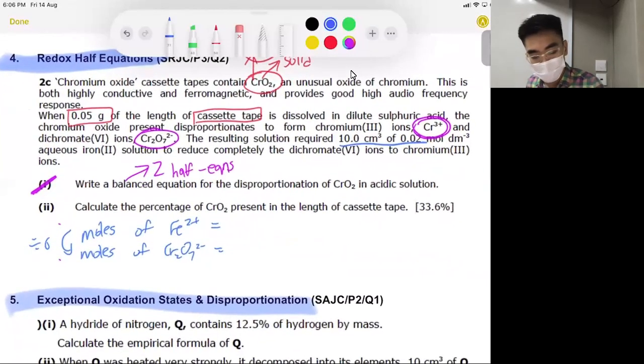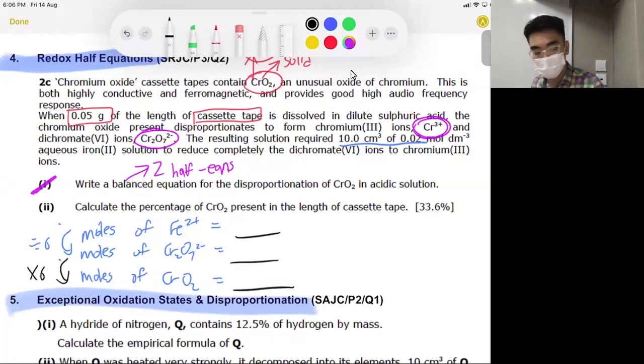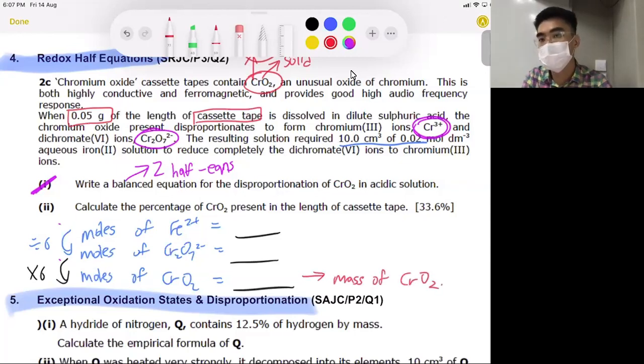Can I calculate the moles of CrO2? Can. Using the first equation that was asked for, this is multiplied by 6 again. So these three values you can solve. After that, you can solve for the mass of CrO2.